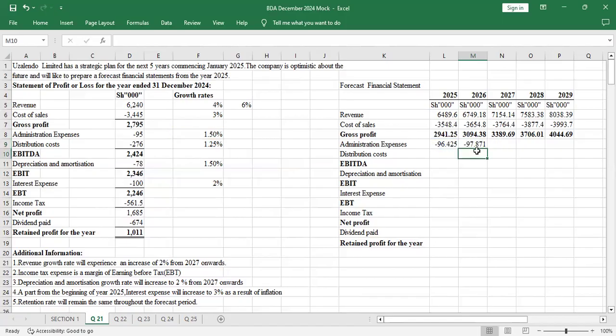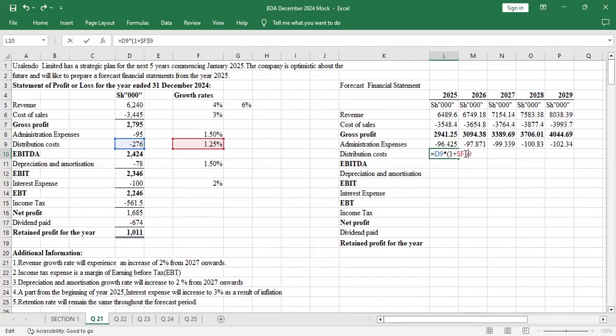So once you are done with that, when you have done the two, then you just drag. The others will appear automatically, once you have locked completely and you have locked the growth rates correctly. So you won't have a problem with those other values. When it comes to distribution cost, there's no additional information on distribution. So distribution cost, we'll have that times bracket 1 plus 1.25%. So I'll lock it also completely, because there was no change along the forecast period.